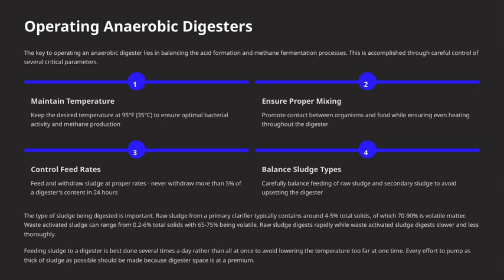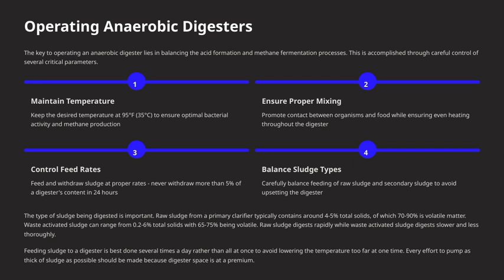Controlling feed rates is another important aspect. We need to feed and withdraw sludge at proper rates, making sure not to withdraw more than 5% of the digester's content in a 24-hour period. Over-withdrawing can disturb the process and reduce efficiency.